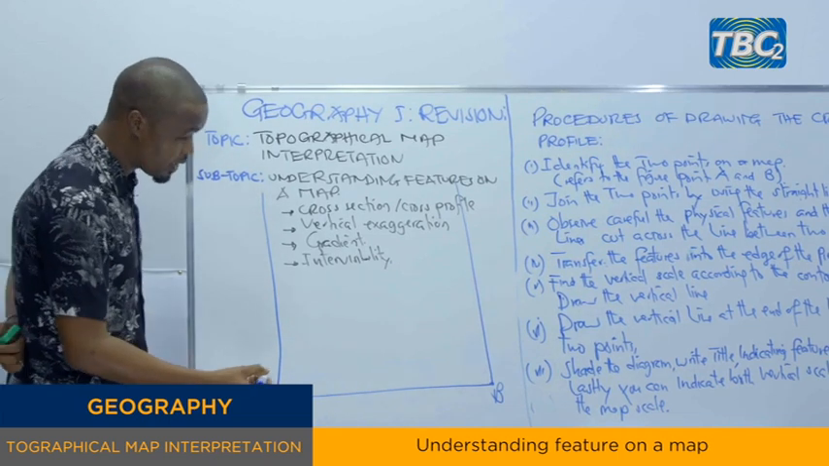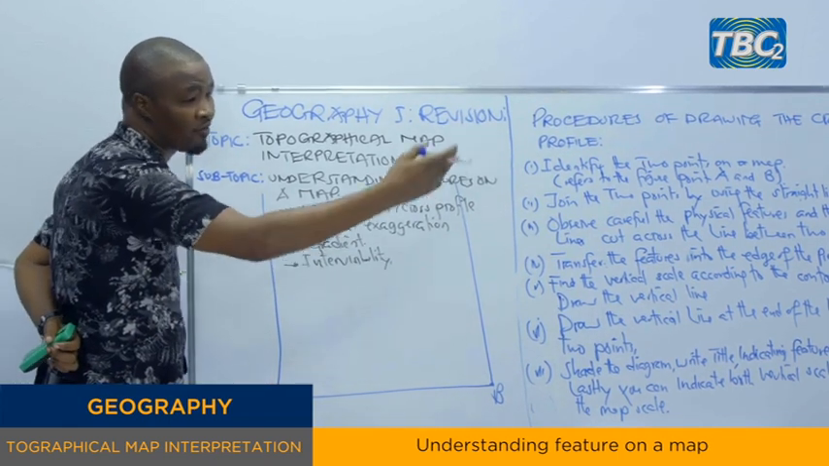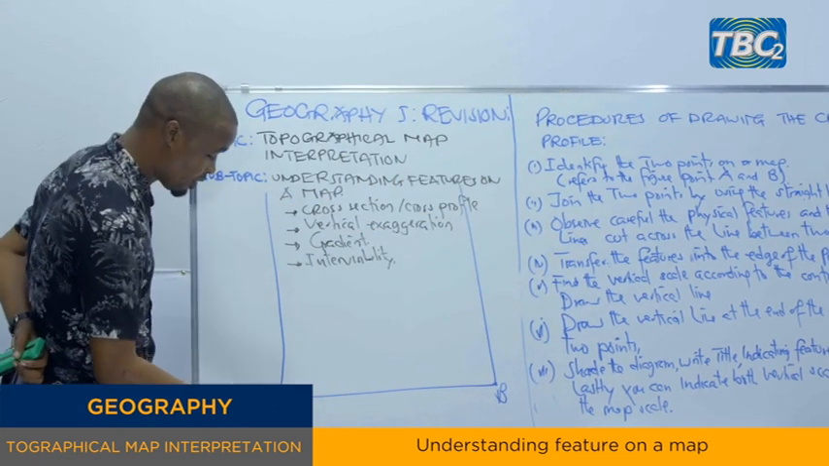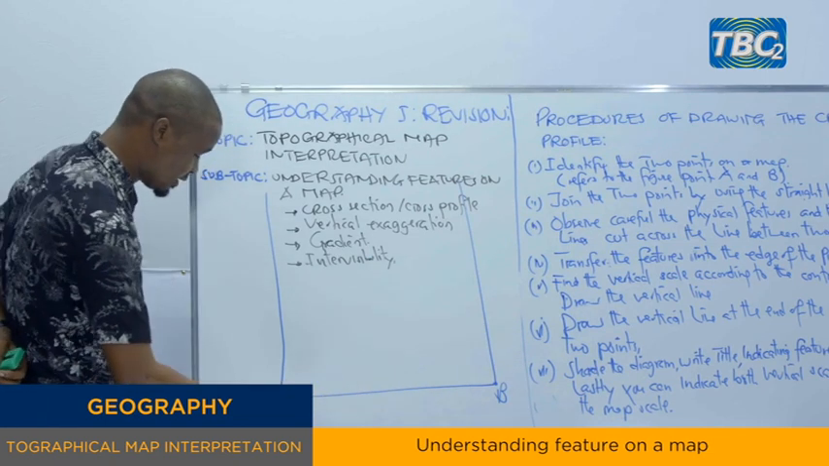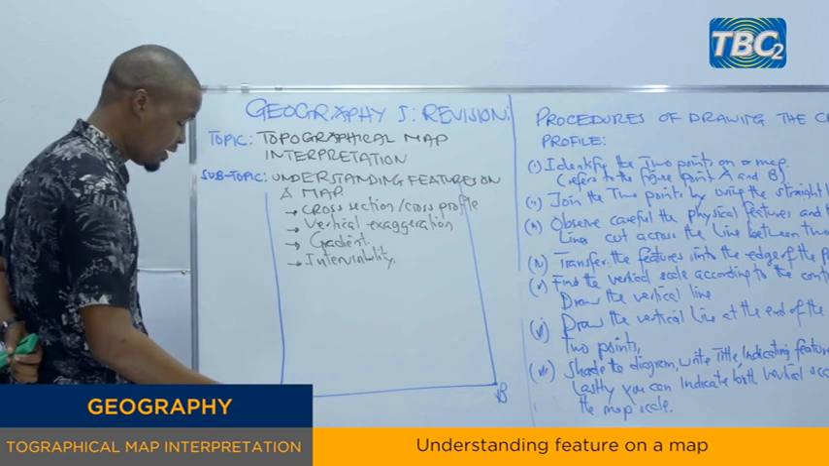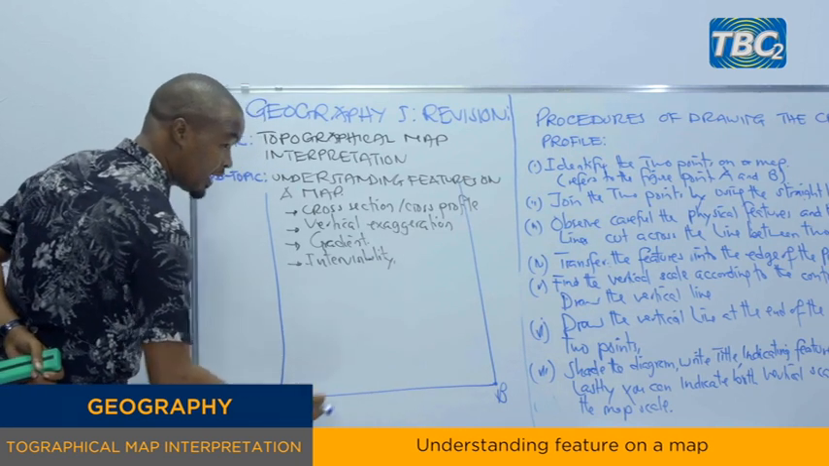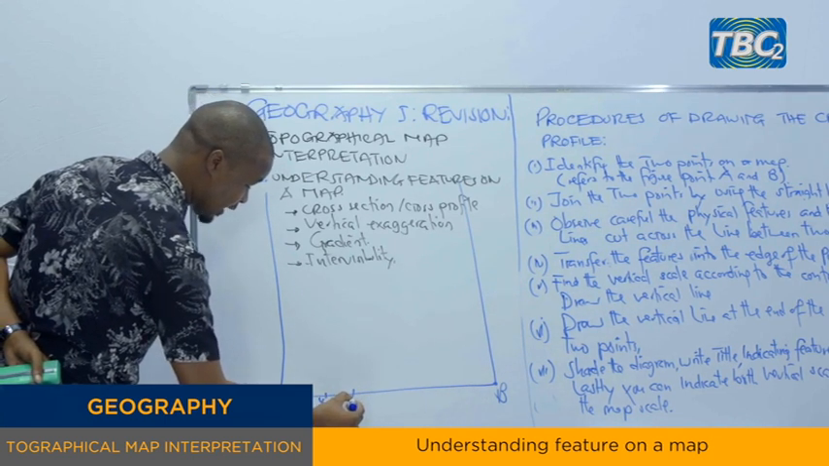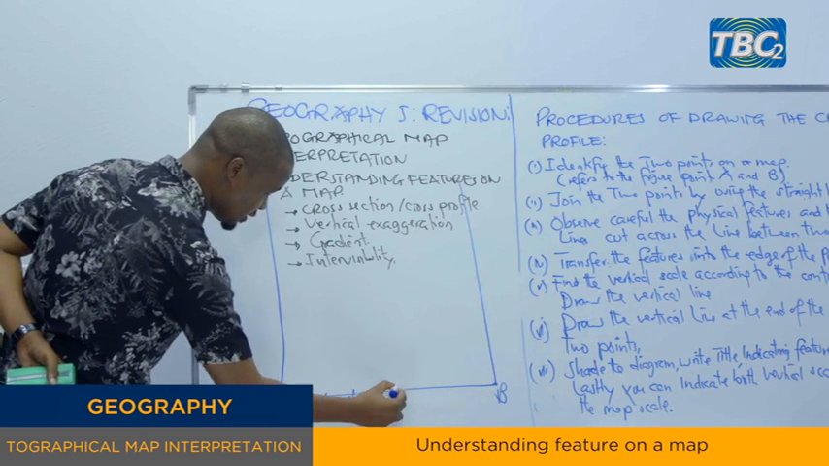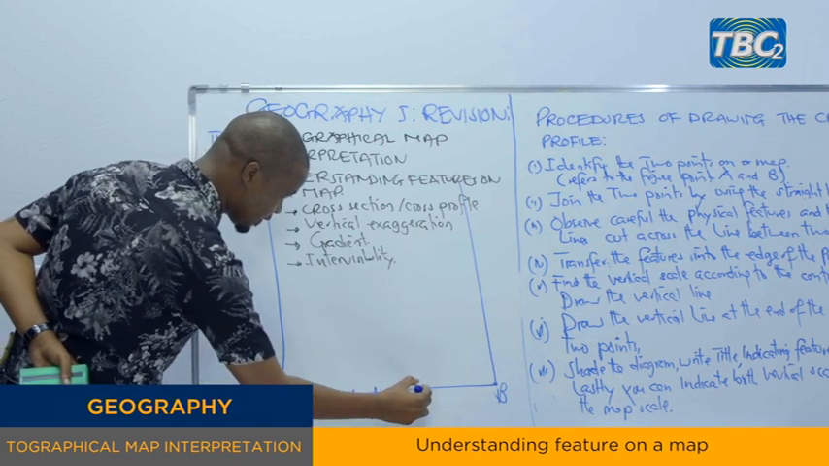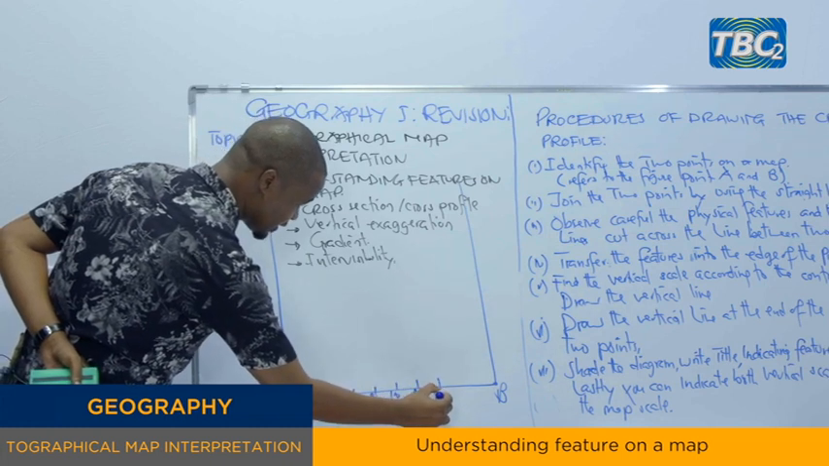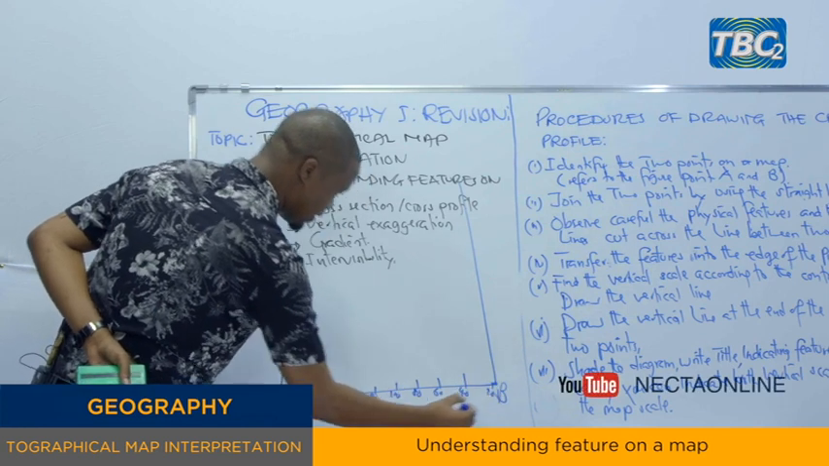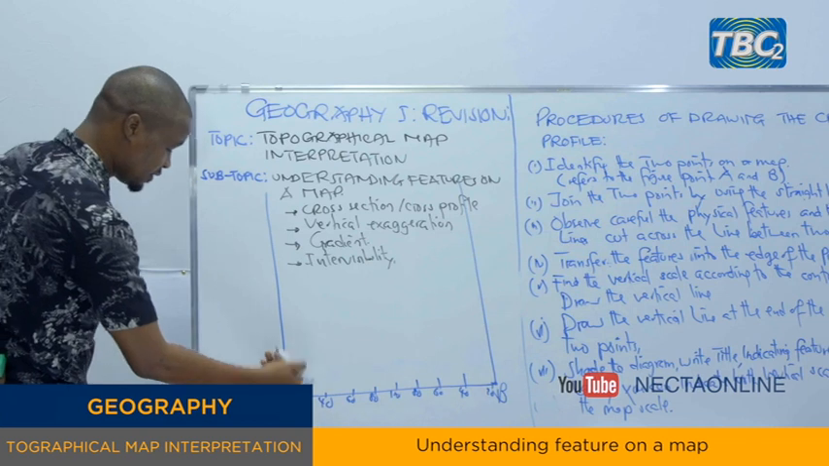Thereafter, I'll work on the vertical scale that I got in relation to the contour intervals that I have. Then I'll take the edge of the piece of paper, and I have marked all of my contour lines that cut across this line. You see, 80, 100, then 80, then 60, then 40, then 20. Then from there, I have chosen my scale.